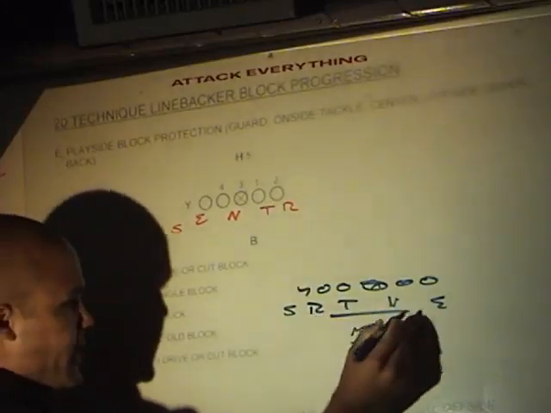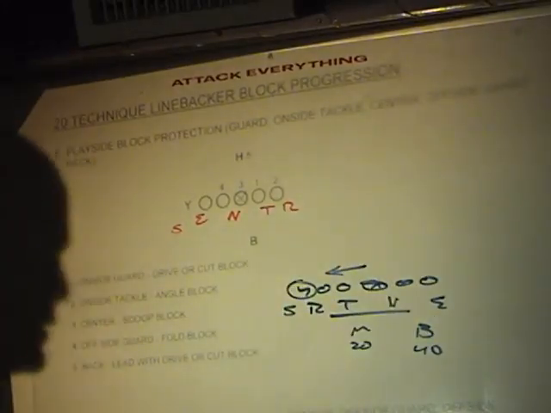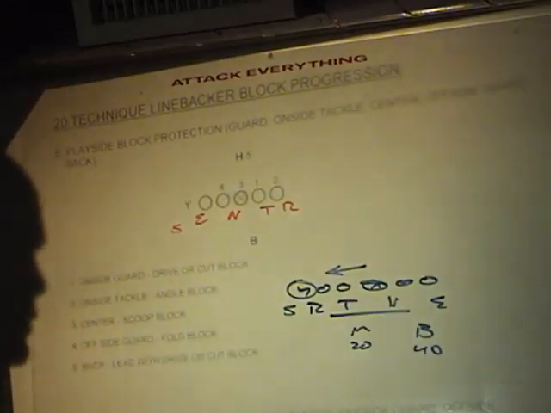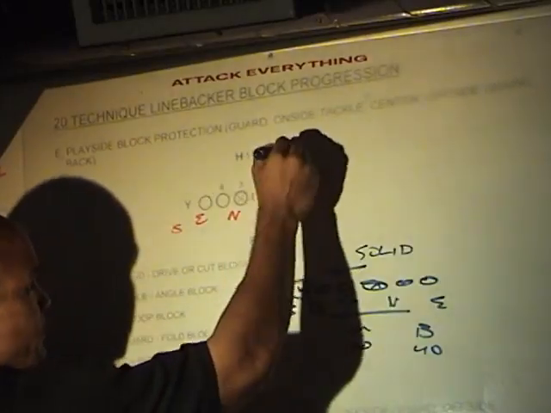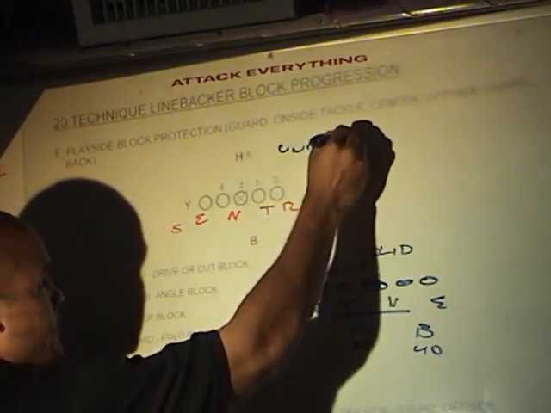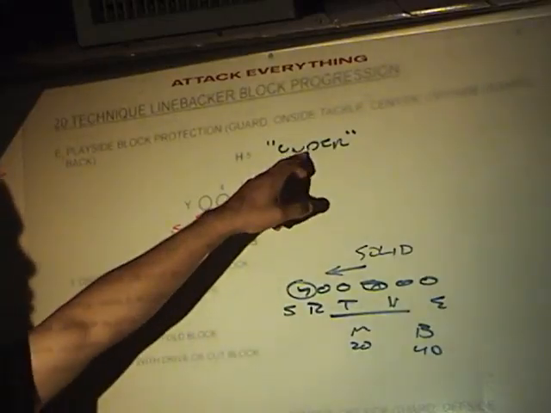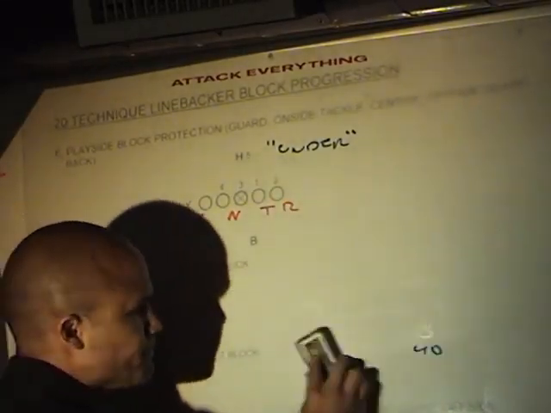Solid is both tackles to the Y, the tight end. Our under front is both tackles away from the Y. So this is solid. And the front we're talking about today is under. Under is our lead. Under is our number 1 front. Solid is our number 2 front. Okay. So here we're talking about the 20 technique.